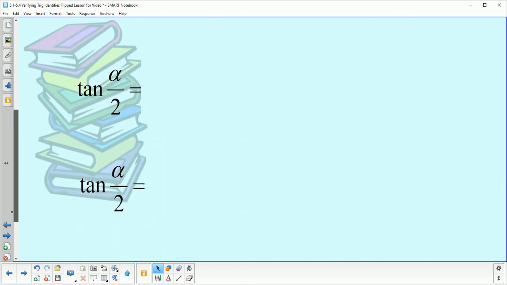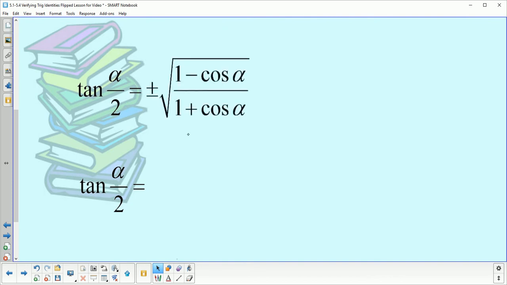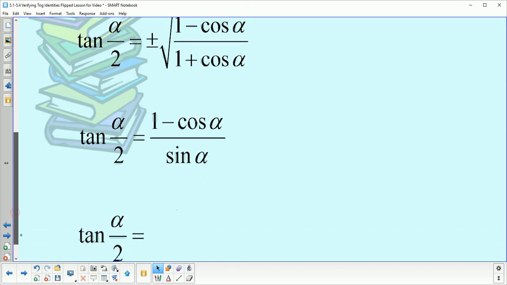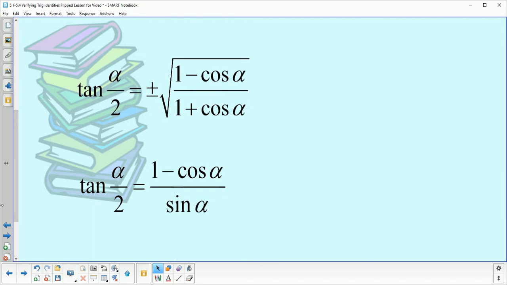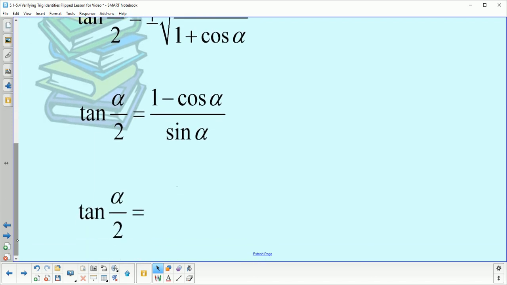And then finally, tangent of alpha over 2 is going to have 2 formulas, plus or minus the square root of (1 minus cosine alpha) over (1 plus cosine alpha), or just 1 minus cosine alpha over sine of alpha. And the last one then, another one for tan of alpha over 2, is sine of alpha over 1 plus cosine of alpha. So it's just, again, we're manipulating these same Pythagorean identities to get all of these other options.